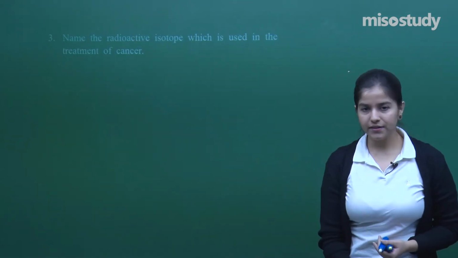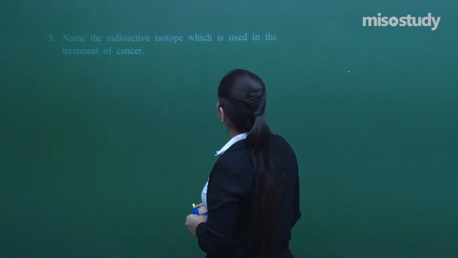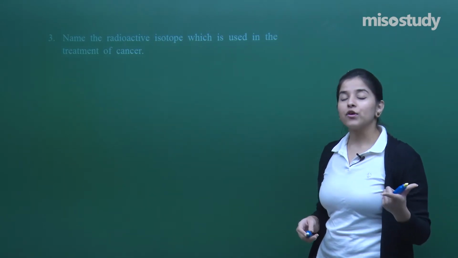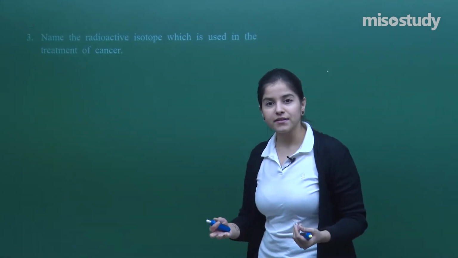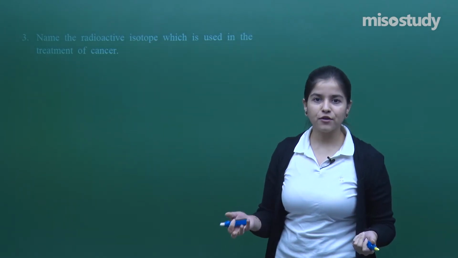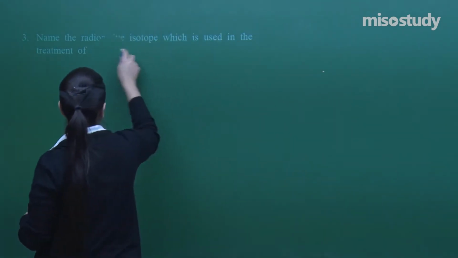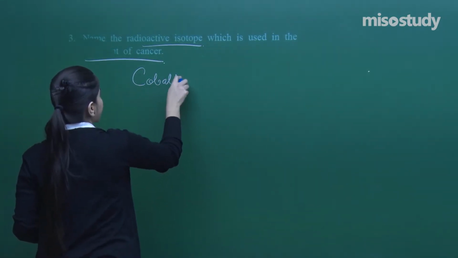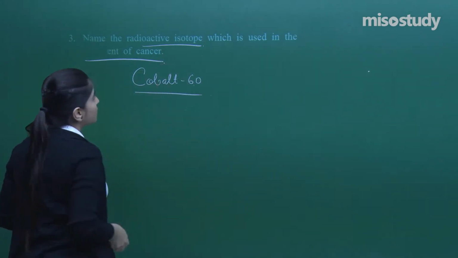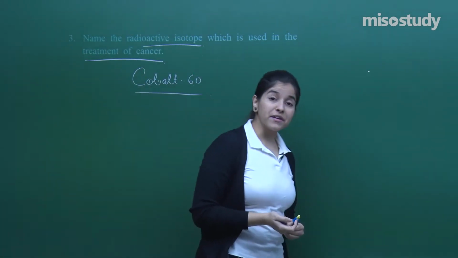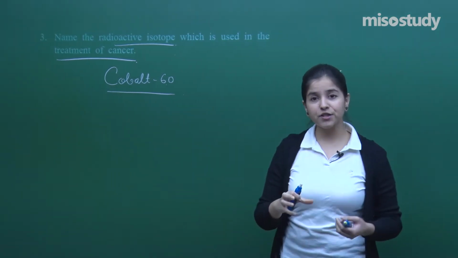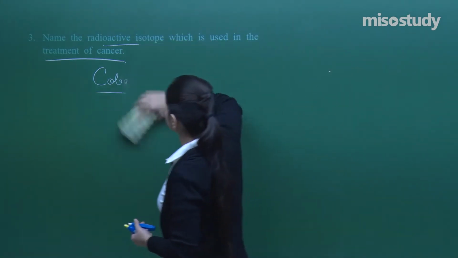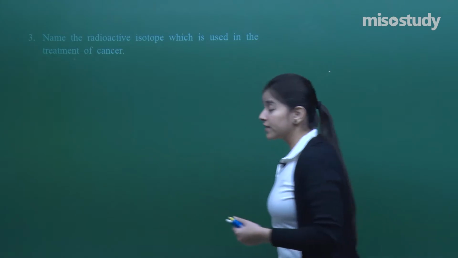Now, question number 3: name the radioactive isotope which is used in the treatment of cancer. What are radioactive isotopes? They emit some rays: alpha, beta, gamma. The specific isotope used in the treatment of cancer is cobalt-60. I had told you about this as well. Cobalt-60 is a radioactive isotope which emits gamma rays and is used for treating cancer. That was a pretty easy question, we have already done this.